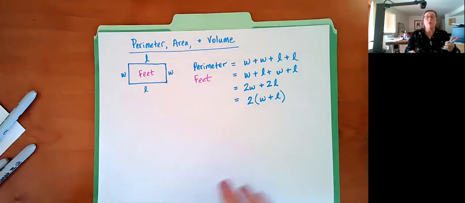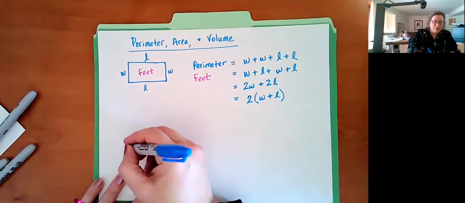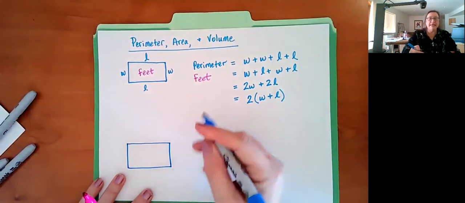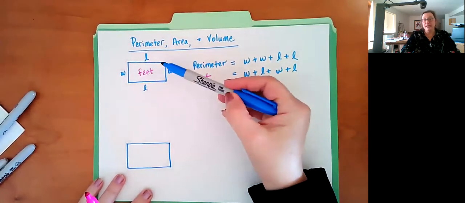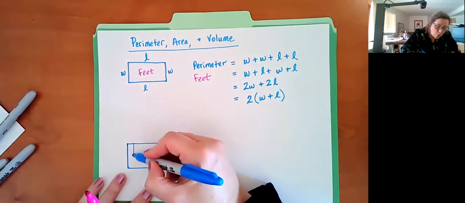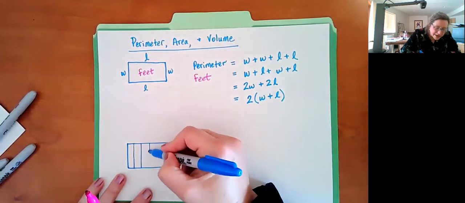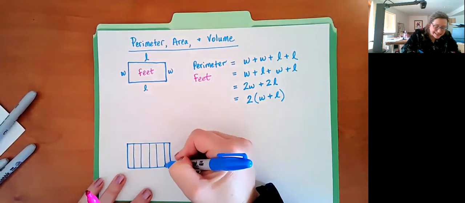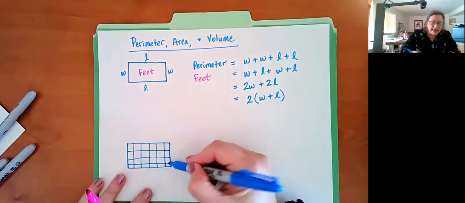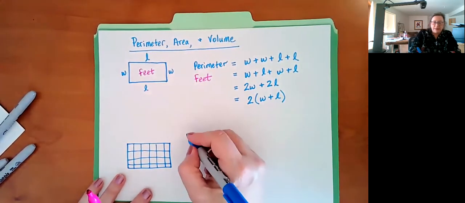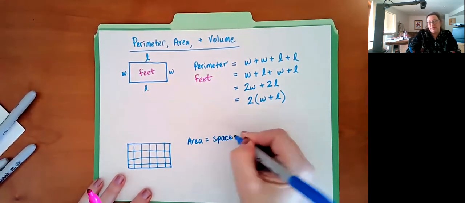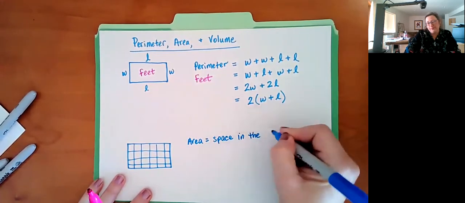Now let's make our rectangle a little bit more interesting. If the perimeter is how much fencing it would take to go around the rectangle, area looks at how much space is in the rectangle. Usually when we learn this, this is area, and this is the space in the shape.